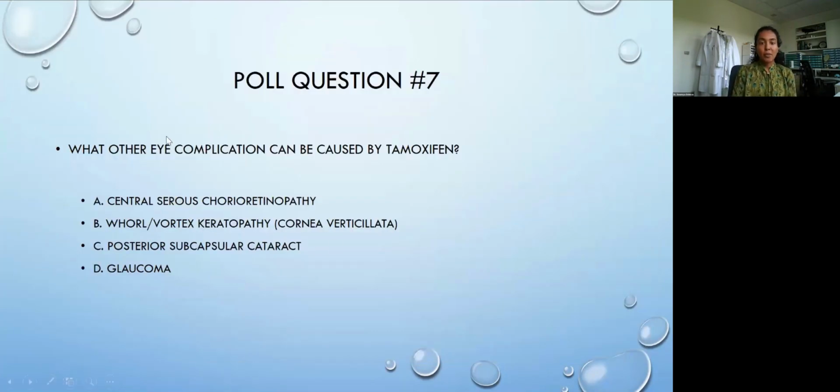And final poll question, what other eye complication can be caused by tamoxifen? Is it CSR, whorl keratopathy, posterior subcapsular cataract, or glaucoma? So again, just to see if you all were paying attention, this should be an easy one. What other complications can be caused by tamoxifen? That is correct. So B is the correct answer, vortex whorl keratopathy. Remember amiodarone, chloroquine, tamoxifen. So that is correct.